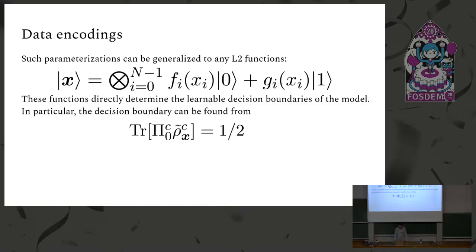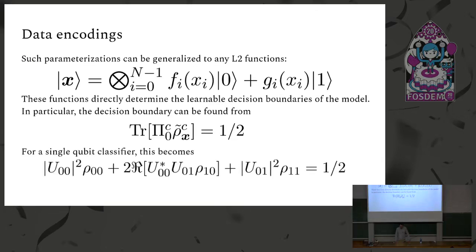And the important and interesting thing is that what functions we use directly determines what decision boundaries the model is capable of learning. And for the model we're considering, you can figure out what the decision boundary is, at least in principle, by solving this equation. For the single qubit classifier, it's not bad to do. You can write it down in terms of the optimal matrix elements. The variables in this equation are important, but what is important is that it depends on the underlying data encoding. So rho 0,0 depends on the function f here, and rho 0,1 depends on f and g.